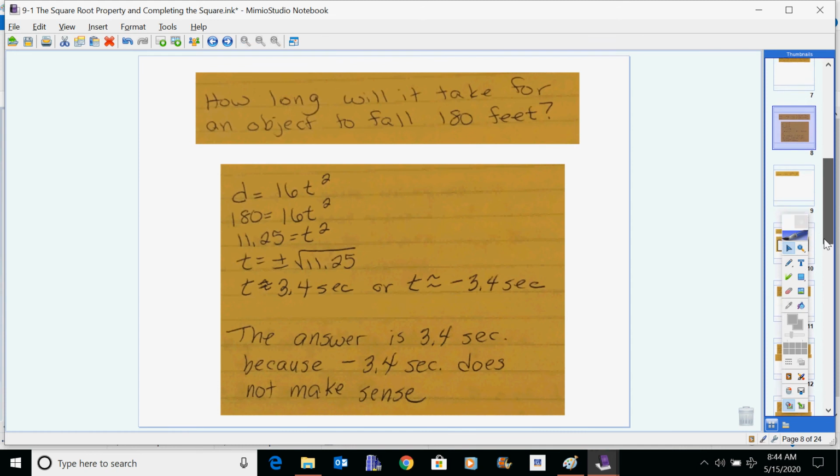So make sure that when you do a word problem, even if you get two answers, make sure that you pick the one that makes the most sense in the context of the problem.